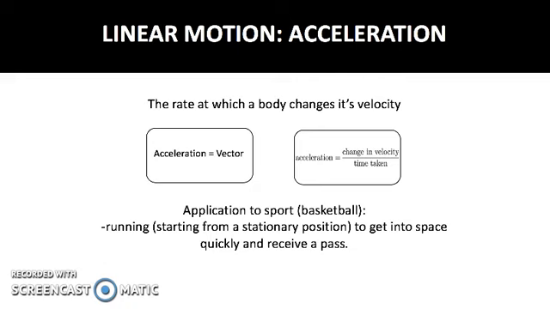Another sporting example would be a 100-meter sprint start. As you accelerate forward at the start, the performer would have a positive acceleration at the start of the 100-meter sprint, but a negative acceleration after you pass that finish line.